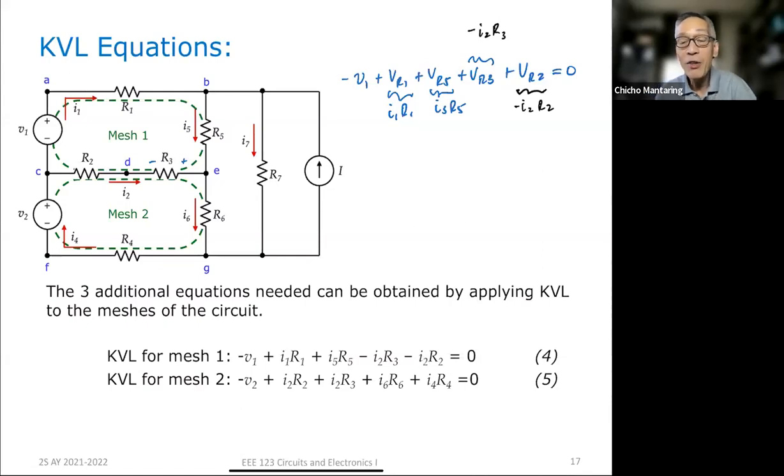Okay. So my question is this: where do I get the third KVL equation? Do I get it from here, or here? Is it going to be here, the first mesh, or here, the second mesh? Anyone?